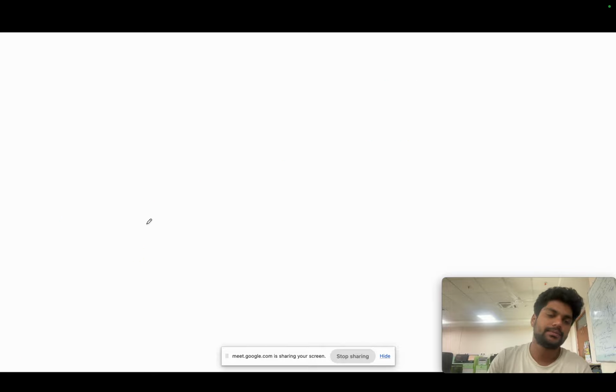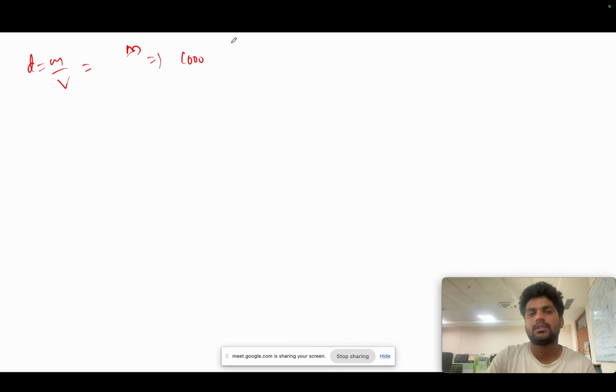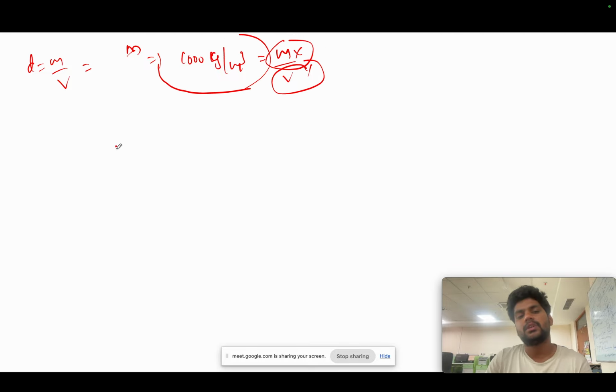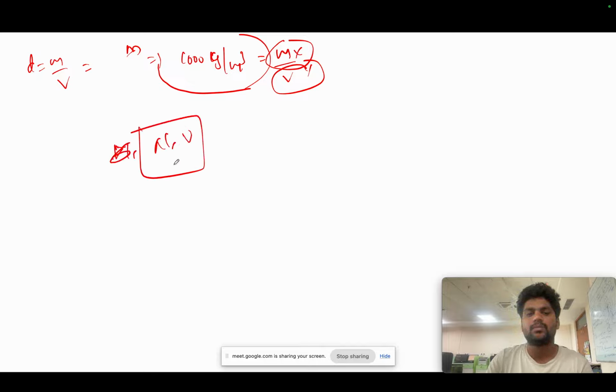Once you add the molecules, you know that density equals mass by volume. If you do the density calculation, the density of water is 1000 kg per meter cube, equal to m by v. What I want to say is, if you take a certain number of molecules m and a certain volume, then only you will get this certain amount. So m means nothing but the number of molecules, and the volume, both are linked here.